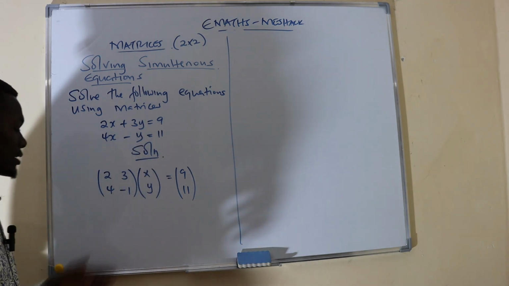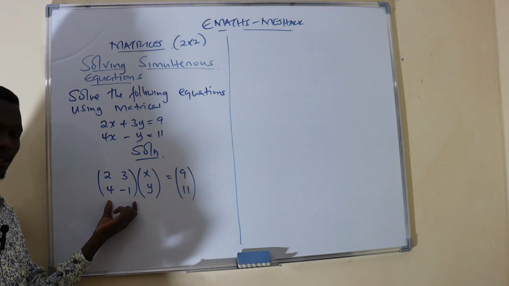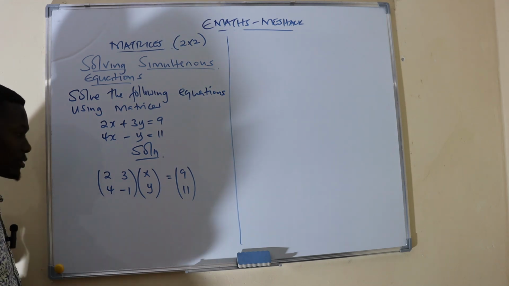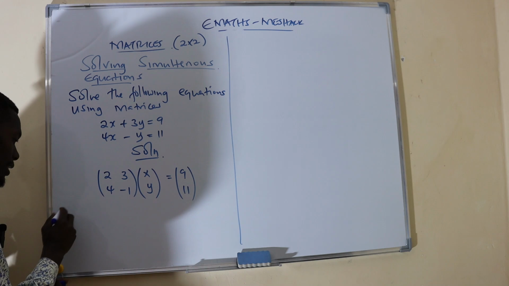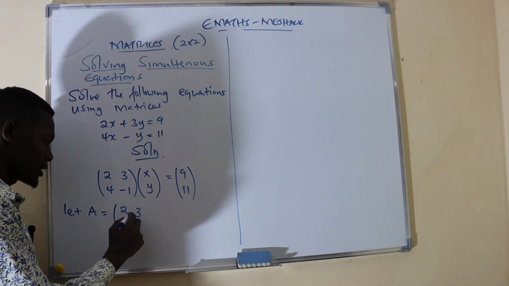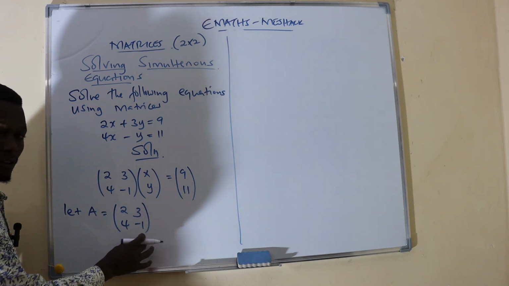Now from this point, you'll have to find the inverse of this matrix here. So we can name it. Let A be our matrix 2, 3, 4, negative 1. So we have to find the inverse of this matrix.